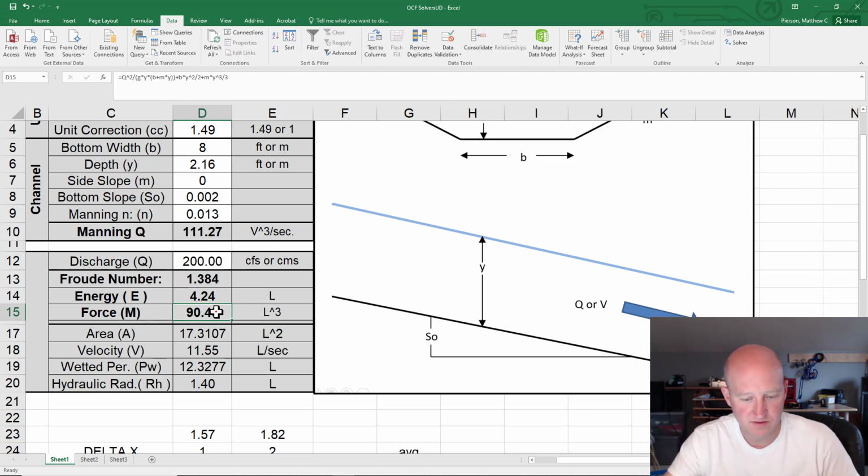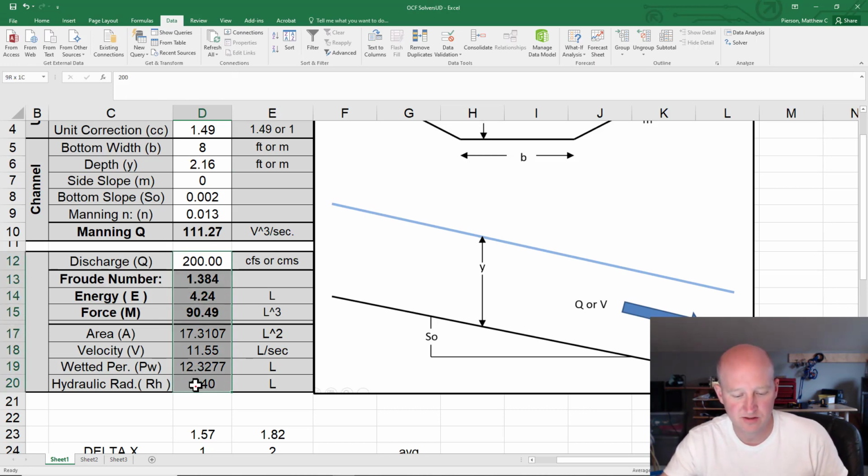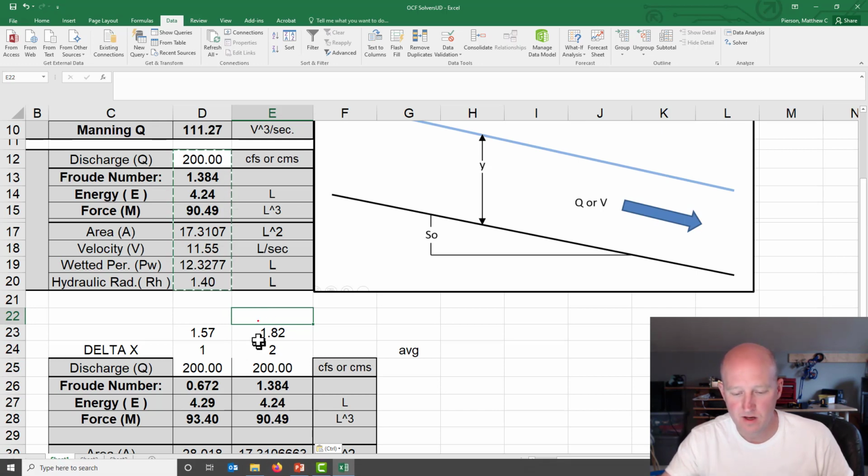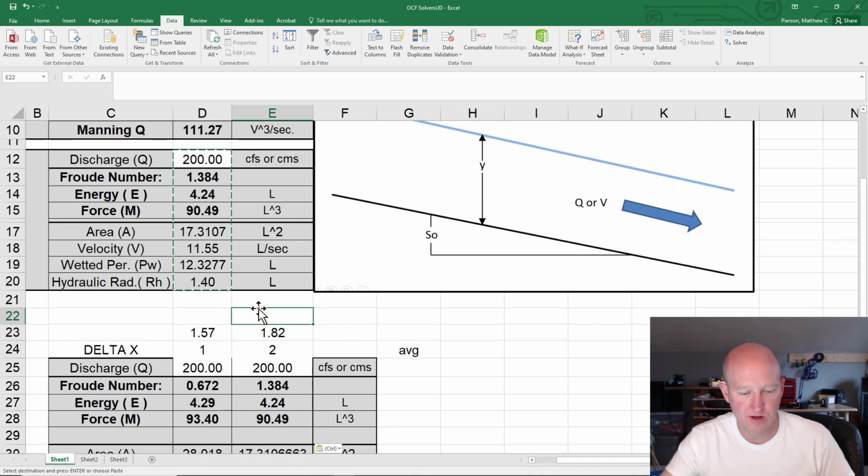So 2.16 is the answer. That's going to be one side of our delta x calculation. So I'm going to go ahead and nab those values and paste them in right here for our calculation. You can see how much easier this is than doing it by hand. So I've got those values. Remember, we're going to do this by hand.